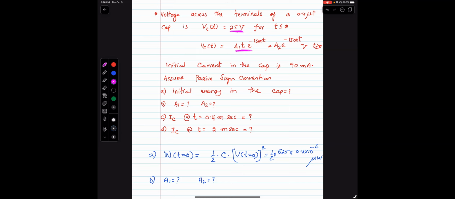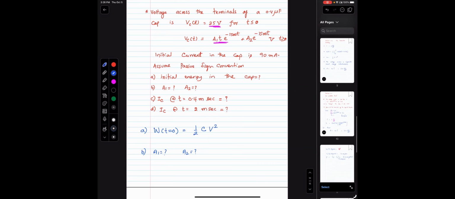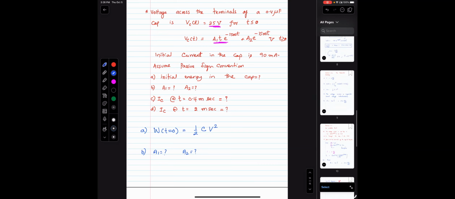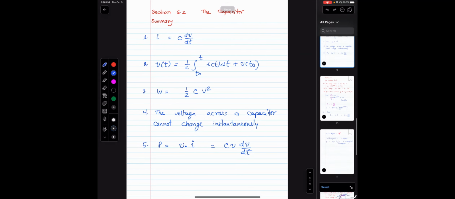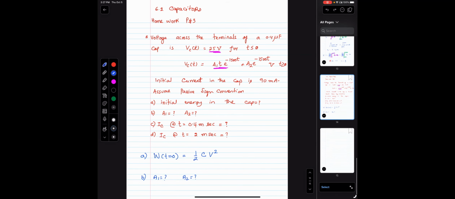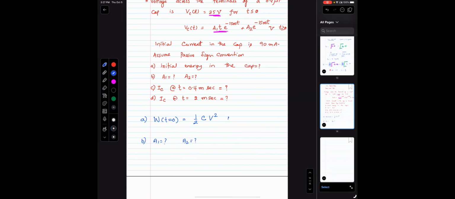Okay, the first thing you want to notice is that for part A, when we are interested in calculating the energy, you remember the half kx squared, half mv squared, half li squared. For capacitance, it is half cv squared. You can go back to the summary of the capacitor and find out that it is indeed 1/2 Cv squared is the energy stored in the capacitor. And then it says initial energy, so we are interested in finding it at t equals 0.